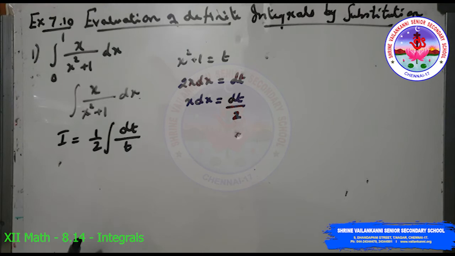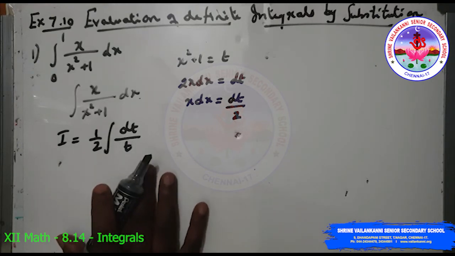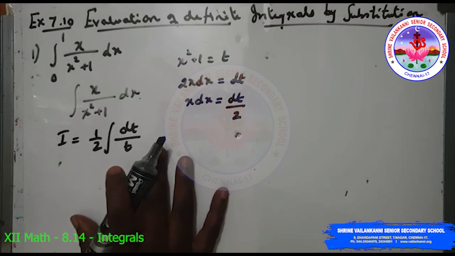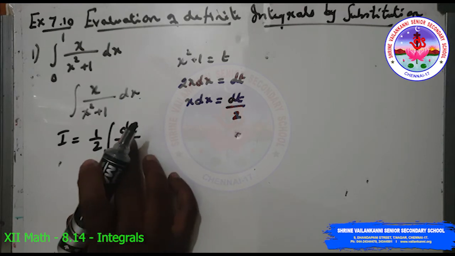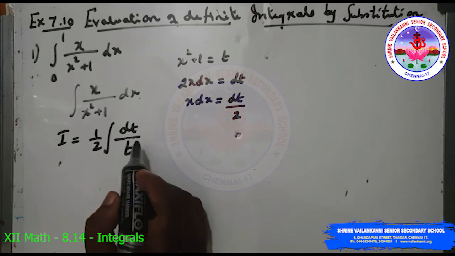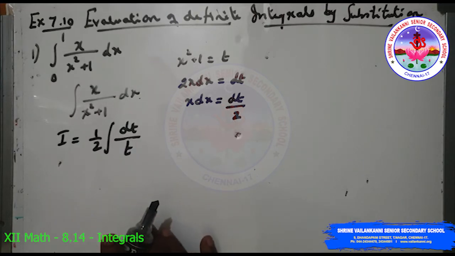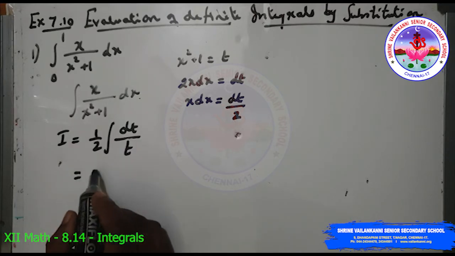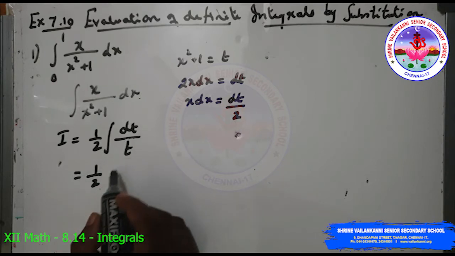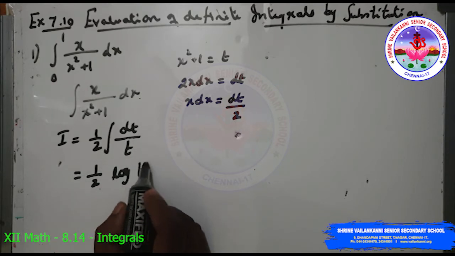Now the second step is integrate the new integrand with respect to the new variable without mentioning the constant of integration. So we have to integrate this and no need to mention the constant. So half of integral of dt by t is log t.